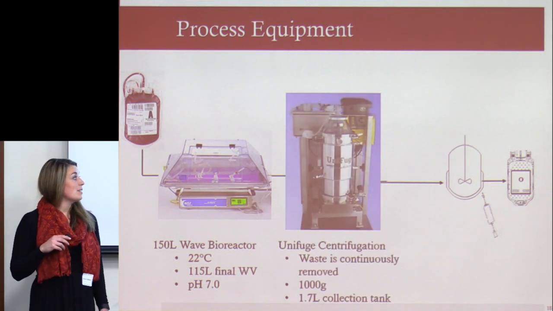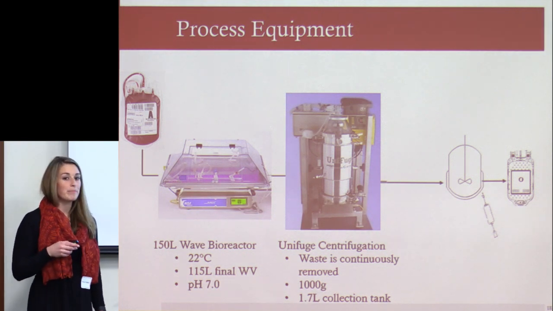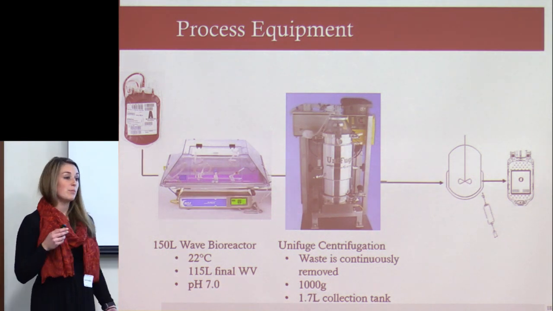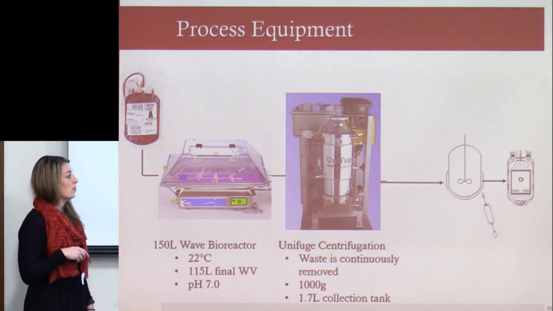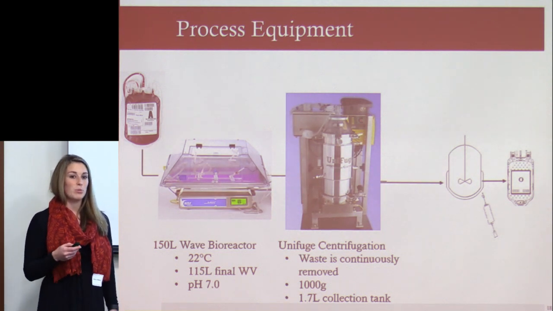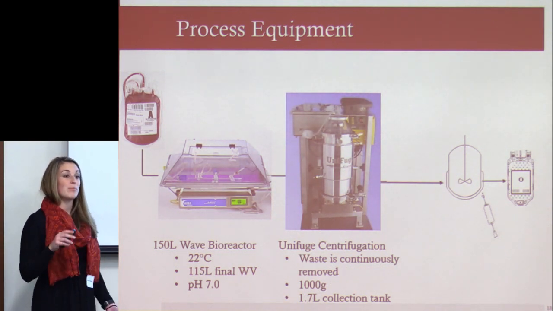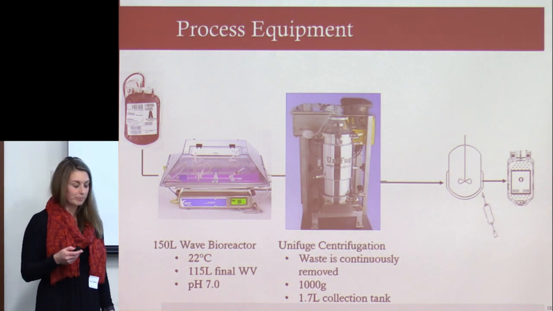The second system is a unifuge centrifugation system. This is what allows us to process the red blood cells, or the red blood cells separated from the waste continuously. So it comes with a 1.7 liter collection tank. So as that begins to fill, every 1.5 liters, the process will have to be stopped, and the blood cells will be transferred to the mixing tank.